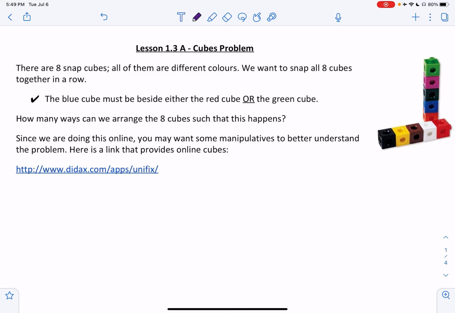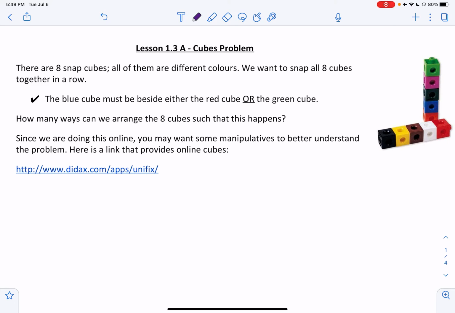Now for this particular problem, we have 8 of these snap cubes and all 8 are different colors. We want to snap all 8 of these cubes together in one long row. Now we have a few conditions here that we need to adhere to. The blue cube must be beside either the red cube or the green cube. And then we want to figure out how many ways we can arrange these 8 cubes so that the condition is met.